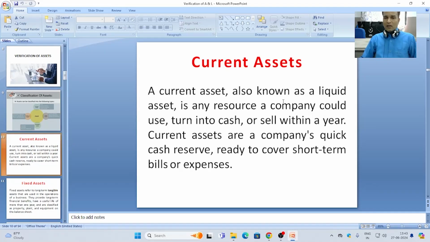Now, current assets. A current asset, also known as a liquid asset, is any resource a company could use, turn into cash, or sell within a year. Current assets are the company's quick cash reserve, ready to cover short-term bills or expenses. Actually, these are the assets on which the operations of the business depend day by day. All the current assets are affected, increasing or decreasing, by the operations of the business done day by day.